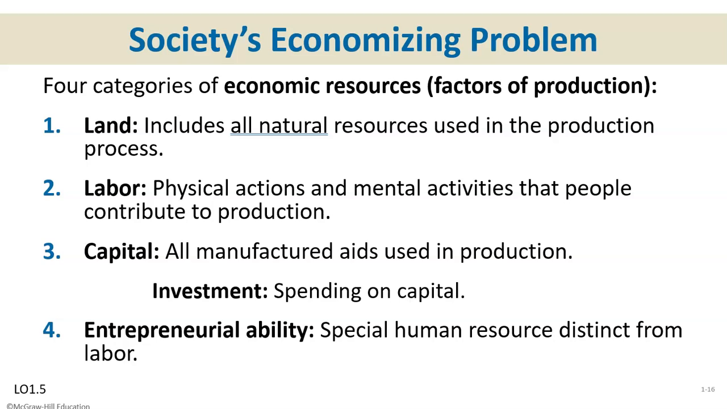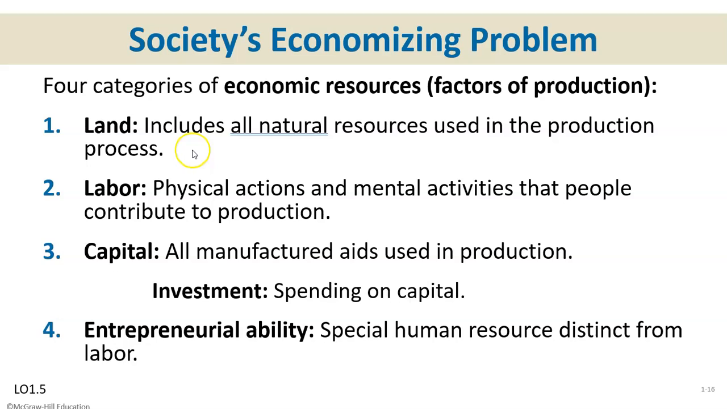So the first thing I want you to notice is the economic resources are also called factors of production. So keep in mind, we'll sort of flip-flop terms between the two. Just know that they mean exactly the same thing. So these are all the things that society has that they can use to produce more goods and services. So these are all the things that go into producing more goods and services.